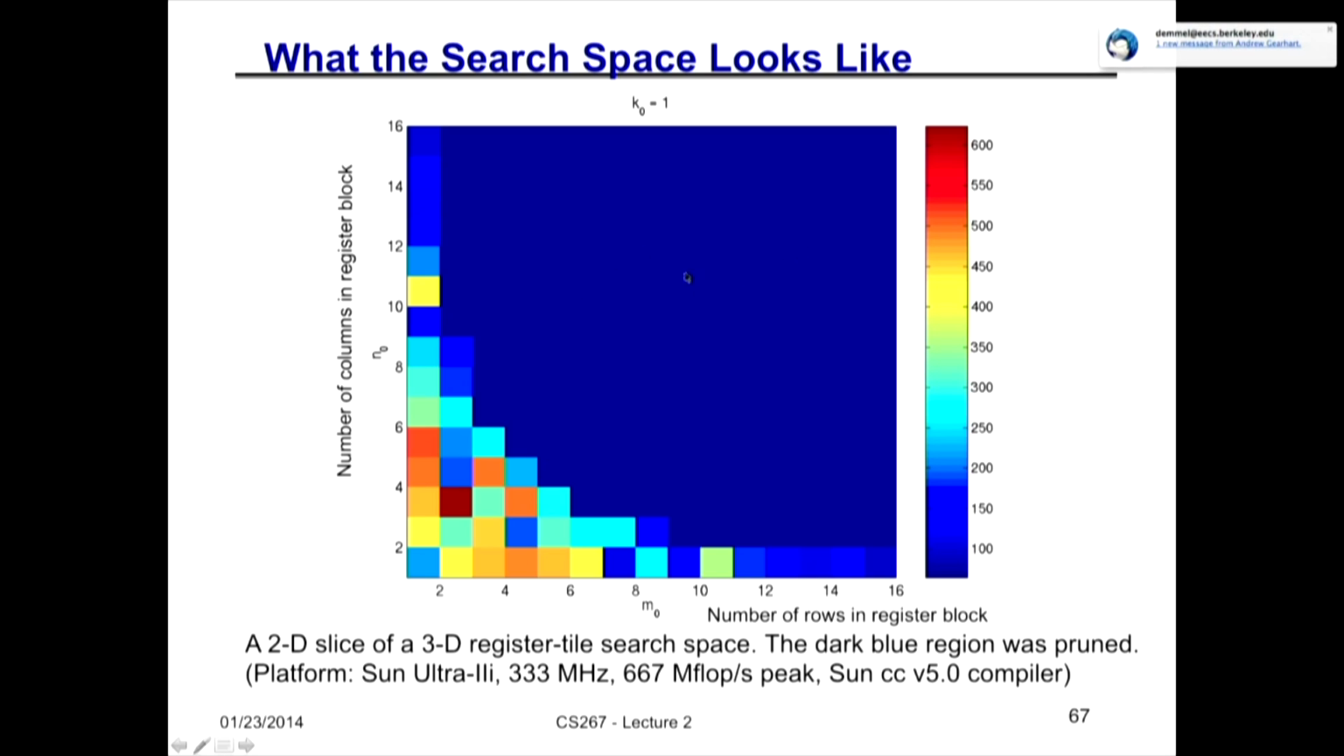And so all of these numbers up here are where this block times that block is bigger than 16. So we didn't even bother searching up there. So what are the block sizes? There are 3 of them. Because it's not square anymore, it's rectangular. So it's N0 by K0, which happens to be 1 in this slice through the design space, by M0.